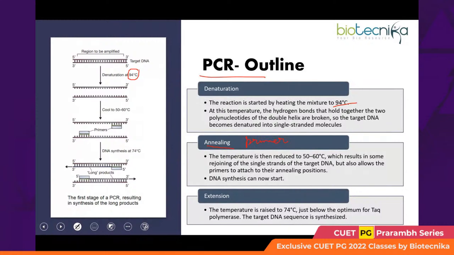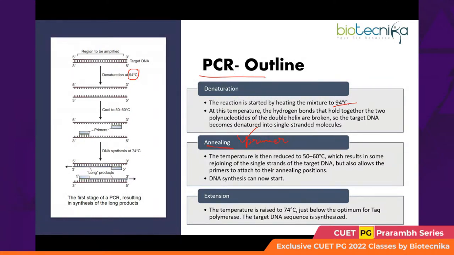Now, DNA polymerase cannot start adding nucleotides on its own. It needs a primer. It needs a free 3' end, and then only it can add nucleotides complementary to the template strand. So who will provide this free 3' OH end? That free 3' OH end is provided by the primer. So we need a primer. This primer will come and attach wherever it finds the complementary region.